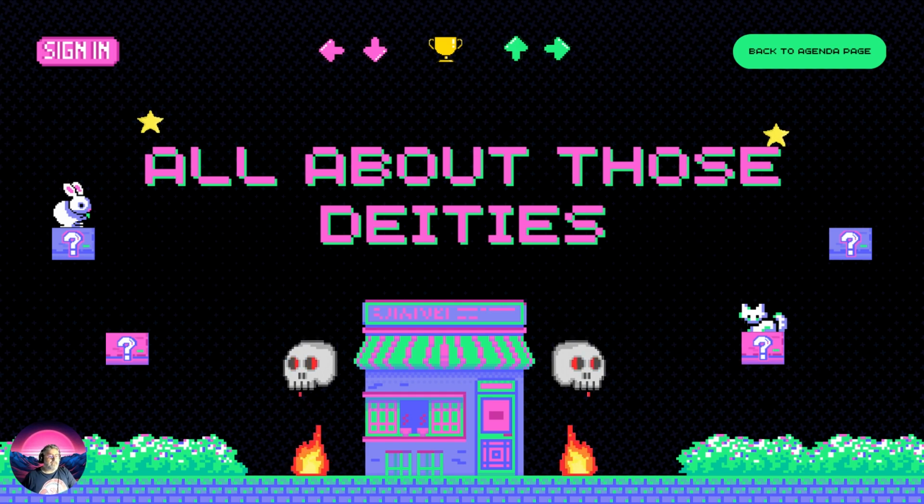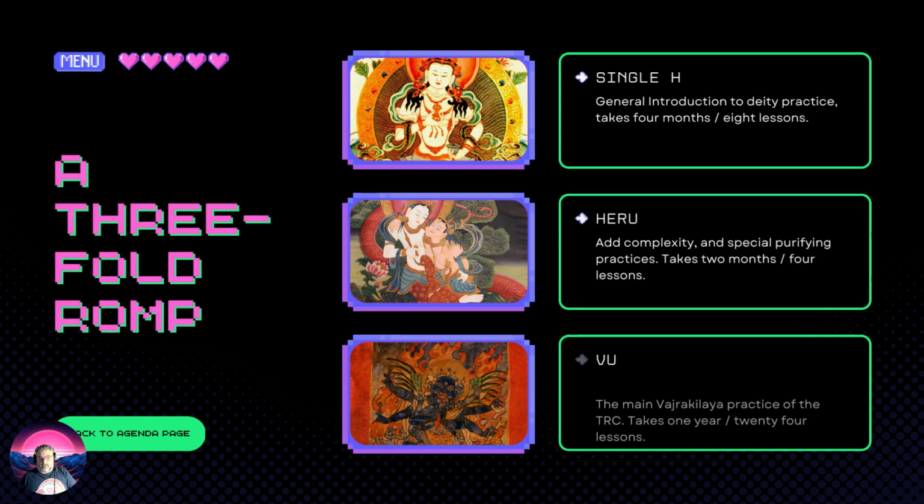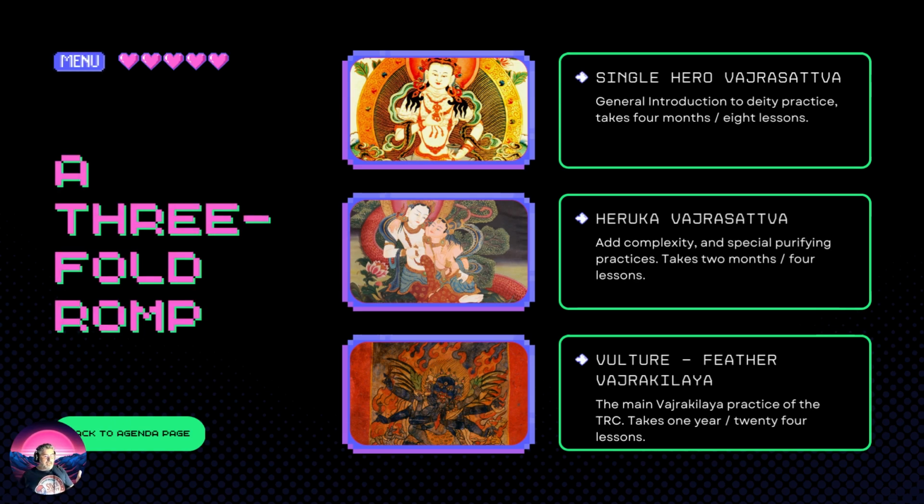So we structured this all about the deities, but three deities in particular, three forms of the Buddha Vajrasattva, which is probably the most important Buddha, the Vajra being, right? The Buddha that is in charge of purification and enlightenment in all its facets.